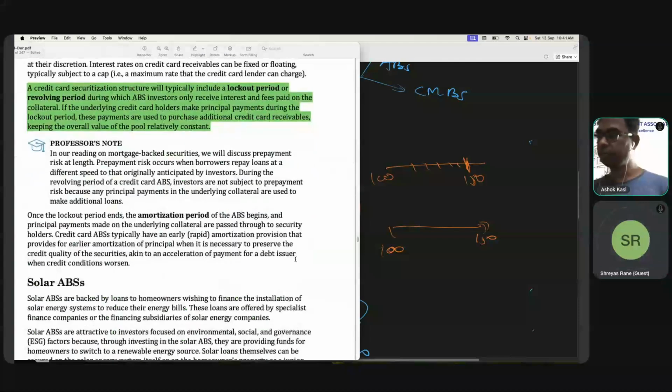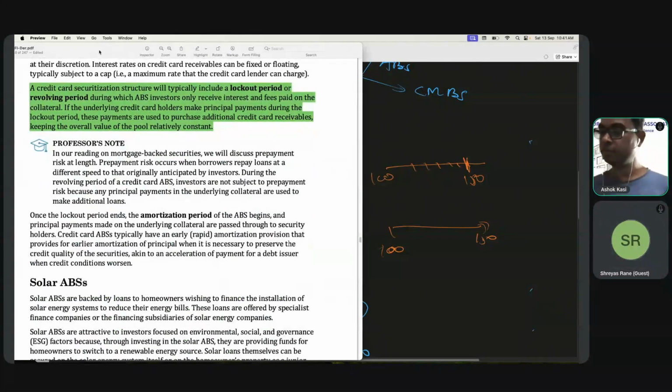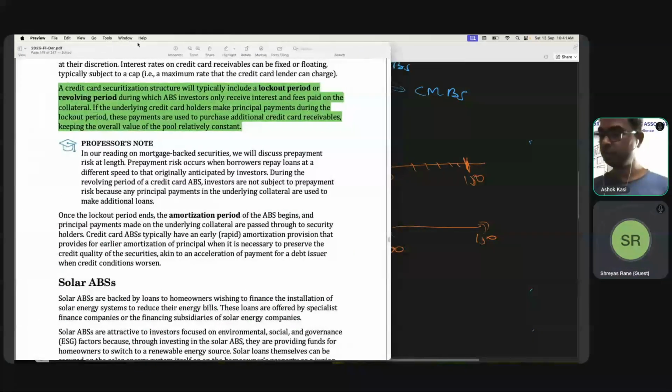Credit card. Yes, credit card securitization structure will typically include a lockout period or revolving period during which ABS just, go through this line, this paragraph.